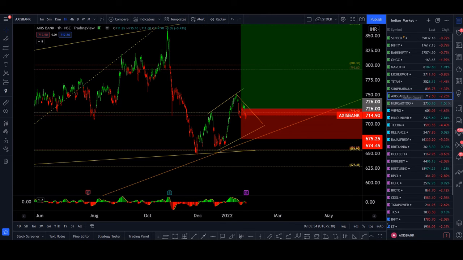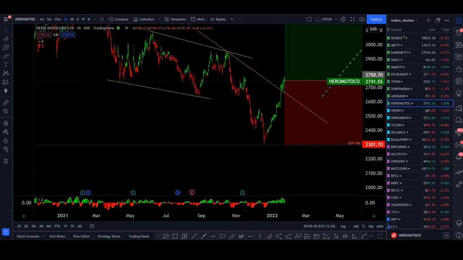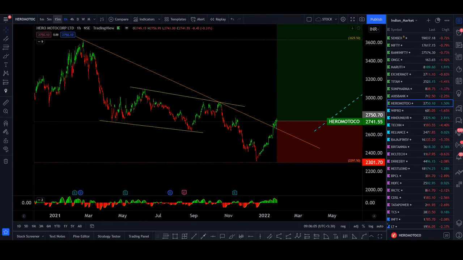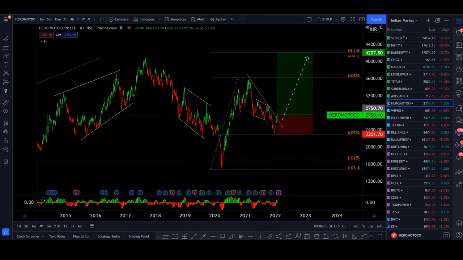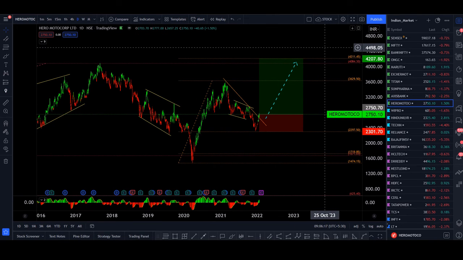Moving on to Hero Motors, we have also posted a video, and I think that was posted just yesterday. We just took the trade yesterday, and hopefully you can see that video for an explanation of why we entered this trade. Yep, that's the trade setup we have today, and hopefully we'll see how this week progresses, and we will catch up on more details in the coming week.